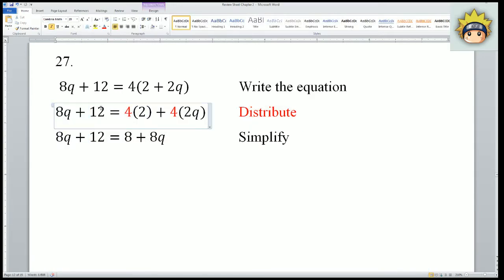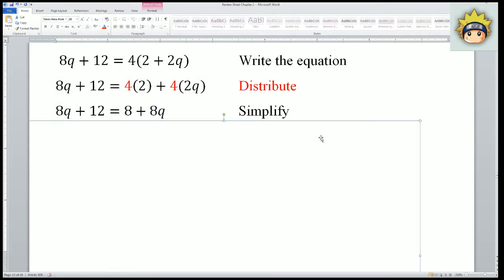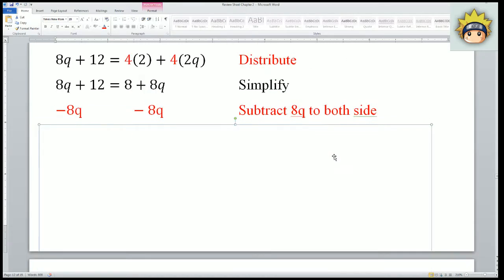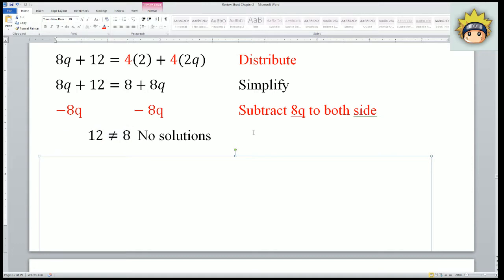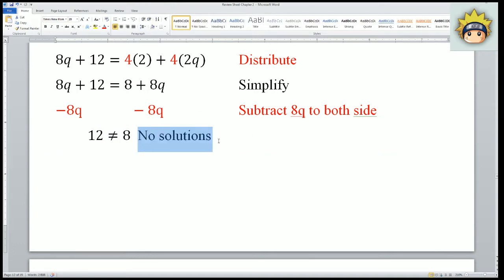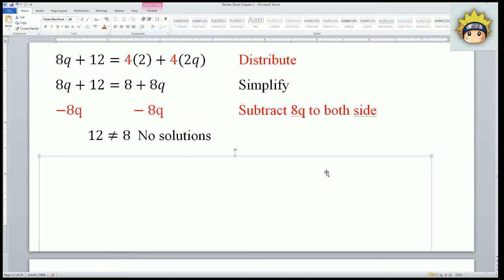Nothing happened to the left-hand side, so I write the left-hand side the way it is. 4 times 2 is 8. 4 times 2q is 8q, right? That's simplification. What I could do now is subtract 8q from both sides. You should notice now that the variable disappears, so I write no solution. Once the variable disappears from both sides, it becomes no solution because 12 can never equal 8. So this is a no solution scenario.